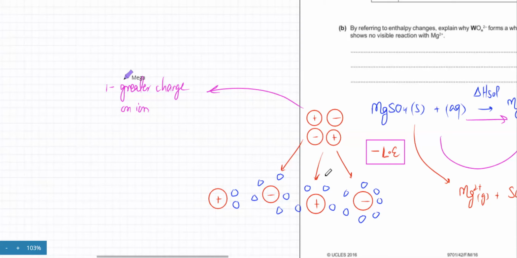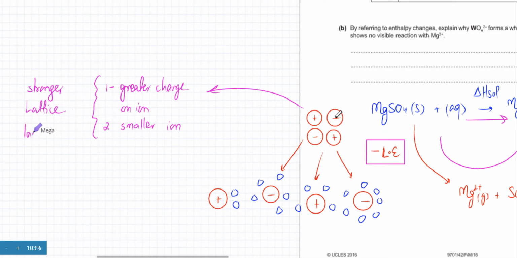So compounds that have larger charges are not very soluble. Compounds that have smaller charges are more soluble because they break easily. Like NaCl is very soluble. Why is it soluble? Because +1 and -1 don't attract each other very strongly. So that's one factor: greater charge on ion. And the second factor is the size of the ion. Smaller ions are closer together, so they attract each other more. So these two factors would lead to a stronger lattice. That means larger lattice energy. You would need a lot of energy to actually break this lattice.